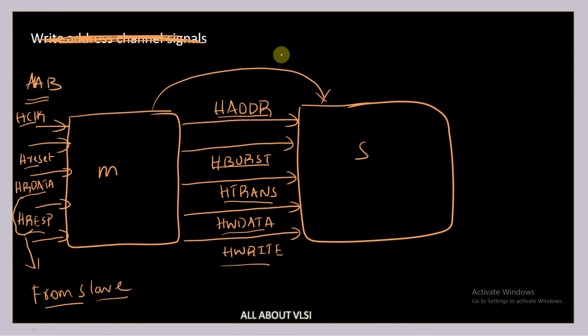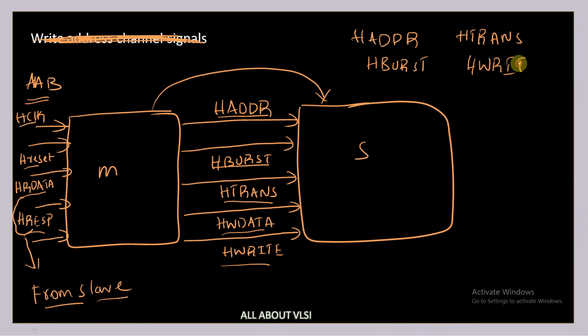First of all, I will write down. I'm going to provide HADDR information, and I'm also going to provide the burst information, what type of burst I'm going to perform. And I'm also going to provide the transfer information, like what type of transfer I'm going to perform, whether it is non-sequential, sequential, or a busy transfer. And after that, I'm also going to give the write control information. If it is a write transfer, I'm going to set HWRITE equal to 1.